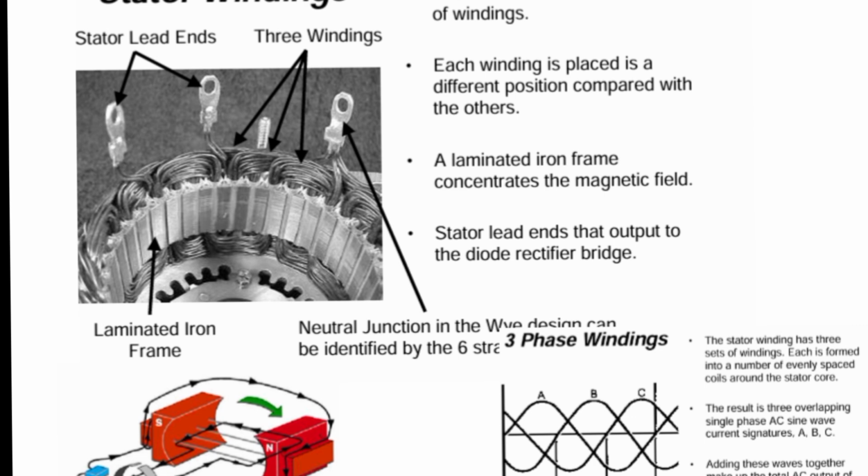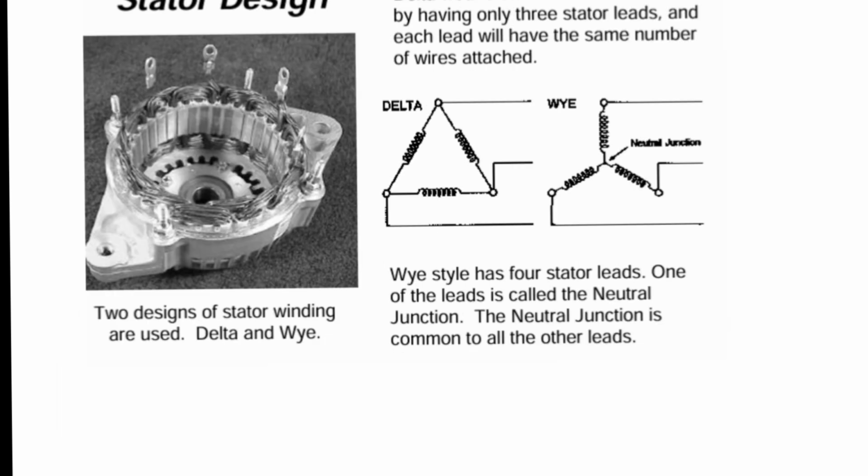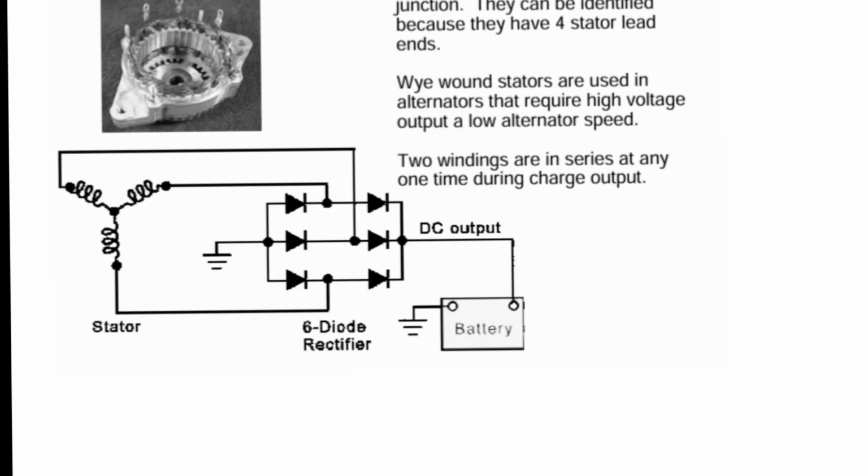Stator, stationary winding where AC current is generated. Rotor, rotating magnetic field component. Slip ring, transfers current to rotor winding. Rectifier, converts AC current into DC current. Voltage regulator, controls charging voltage. Carbon brush, supplies current to rotor through slip rings.